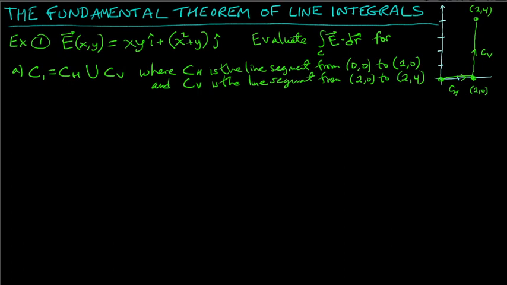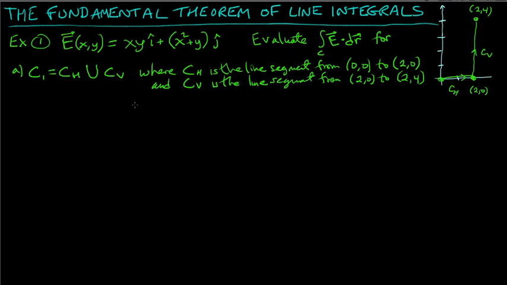So C, what I'm calling C1 here, is not a smooth curve, but it's the union of two piecewise smooth curves. And in fact, they're just line segments. So you're going from (0, 0) to (2, 0), and then (2, 0) to (2, 4). One's horizontal, that's the CH, so H for horizontal, and CV, the V is for vertical. That just makes sense.